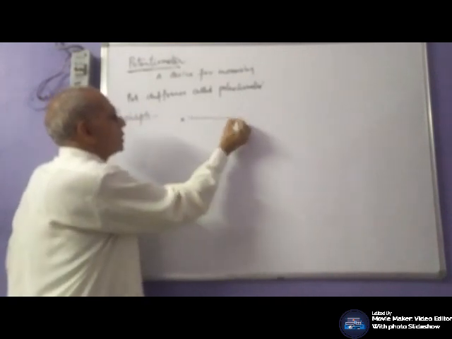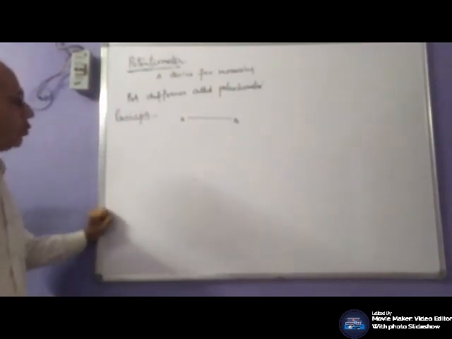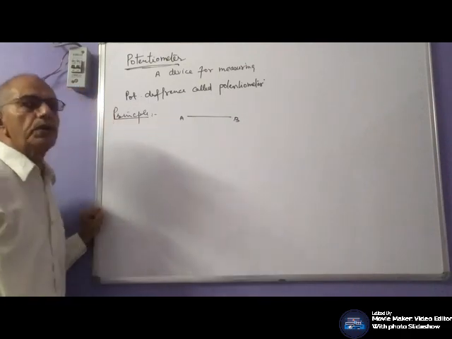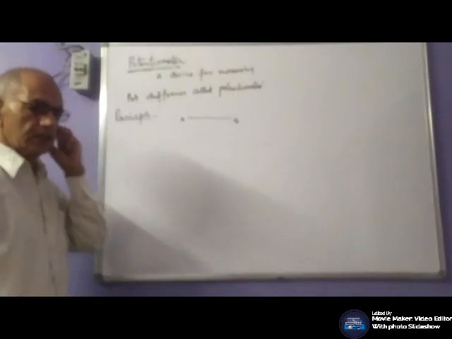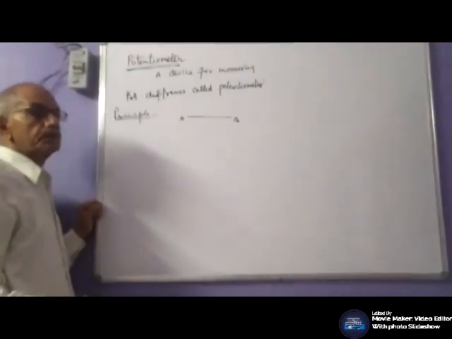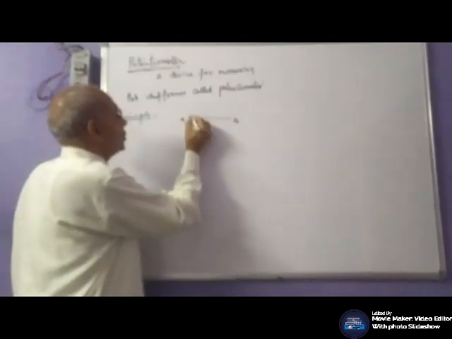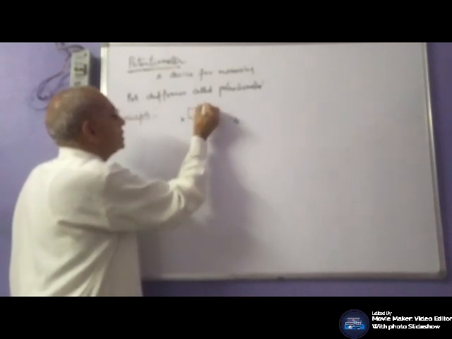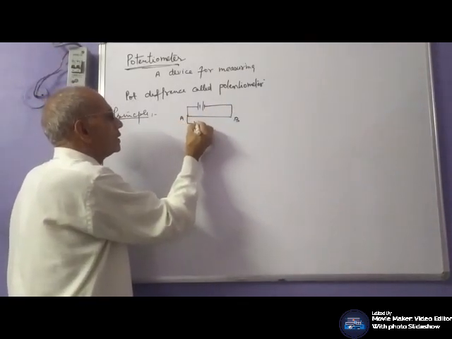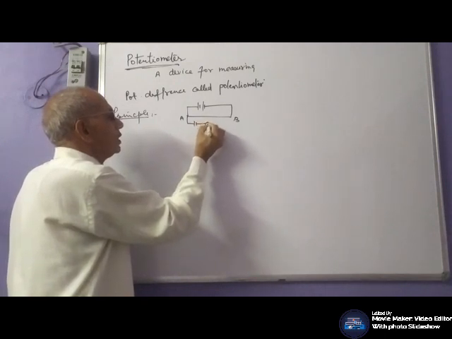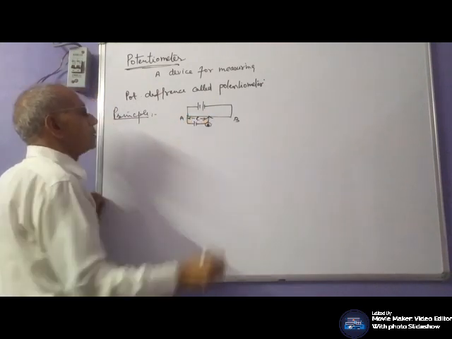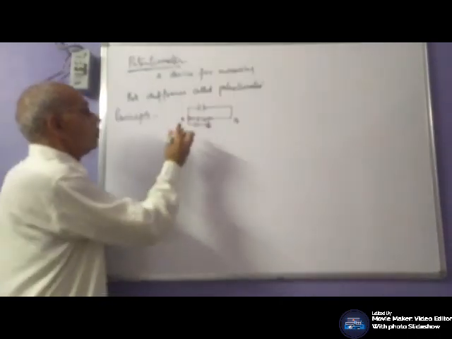This is a potentiometer wire, 4 meter long. 1 meter, 1 meter, at least 4 meter long. 4 wires in series. This is potentiometer. 4 wires, 100 centimeter each in series, at least. This is a driver's cell. This is another cell. Galvanometer. This is the balance point, say, for this potential.